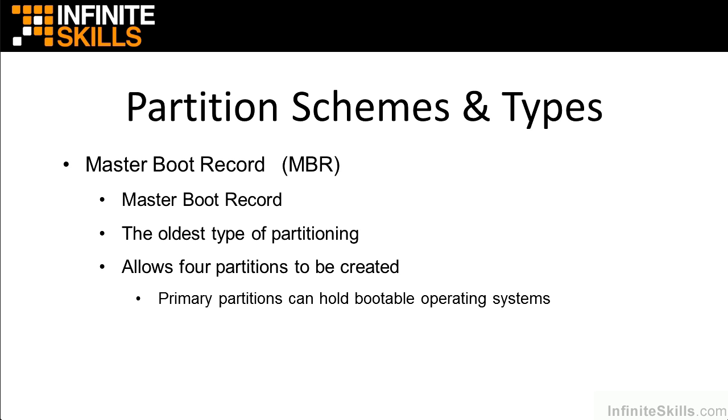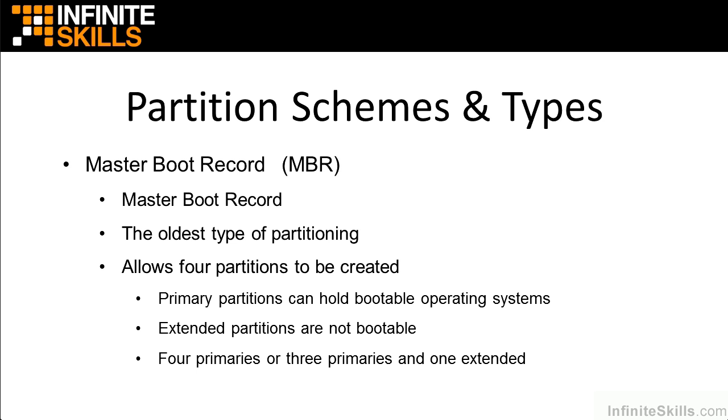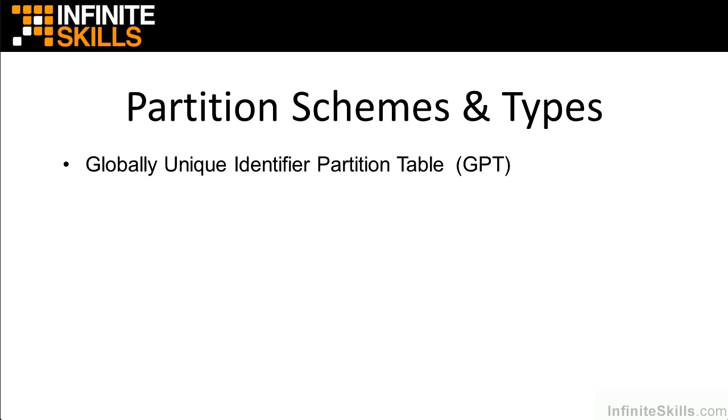Now, here's the difference. A primary partition can hold a bootable operating system, meaning I can install an operating system onto a primary partition and my machine can start up or boot from that primary partition and run that software. Now, an extended partition is still a partition. It's a divided off section of the hard disk, but it's not bootable. So what you usually see out there in the real world is people will create either 4 primaries or they'll use 3 primaries and 1 extended partition. Let's go talk about this other scheme.